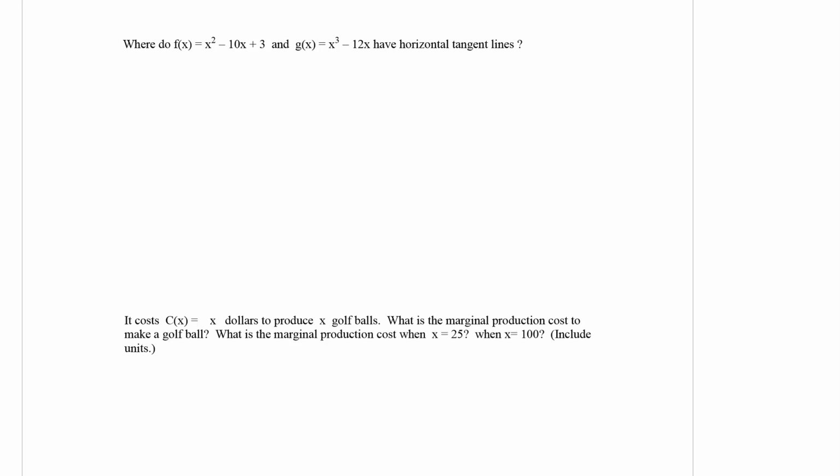Well, key information you want to remember is, if you have horizontal tangent lines, remember, when you see slope of tangent lines, those are going to be your f prime of x. That means you need to do the derivative. And horizontal tangent lines is where that slope is equal to 0. So we're going to have to do this in two parts.